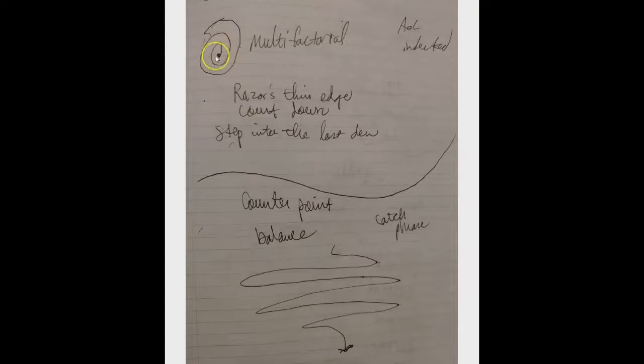And then when you think about it, everything is moving or orbiting. Is this like the portal through a black hole or wormhole or vortex or tunnel? It's razor's thin edge, countdown to something, step into the lost den. Is that the lost den of space? Is that the Twilight Zone? Counterpoint, balance, counterbalance, something dropping in.